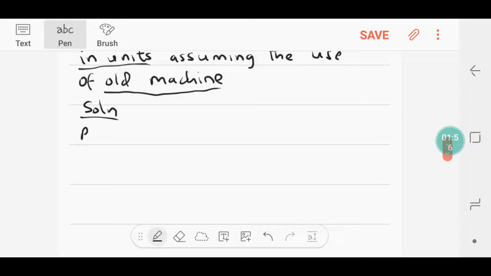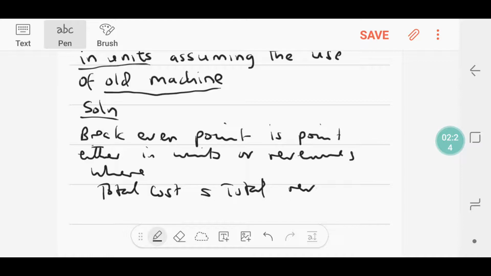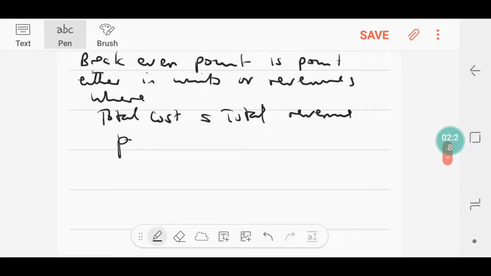Okay, first of all, break-even point is the point, either in units or revenue, where total cost is equal to total revenue. In other words, profit is equal to 0.